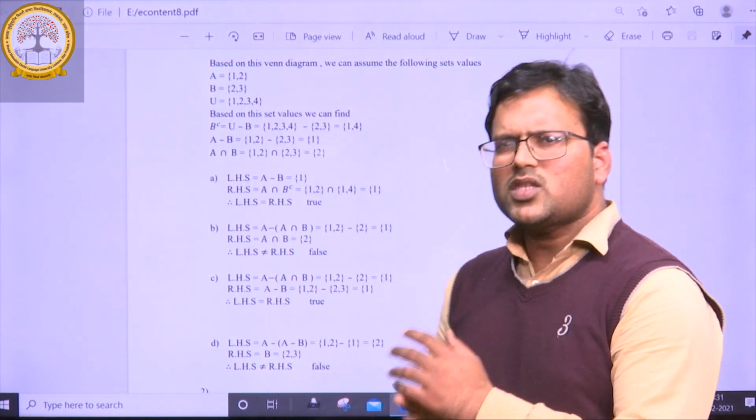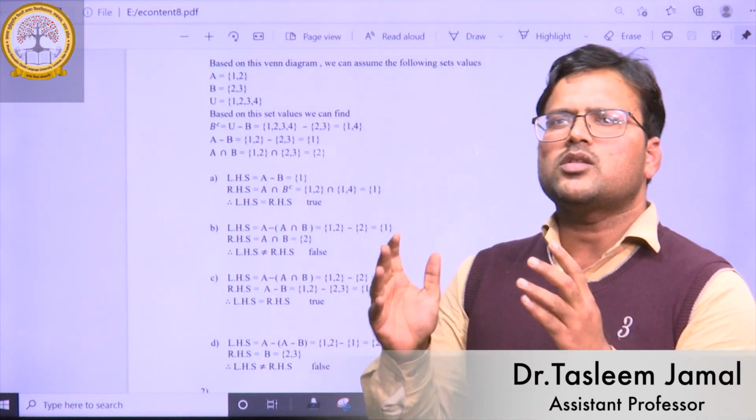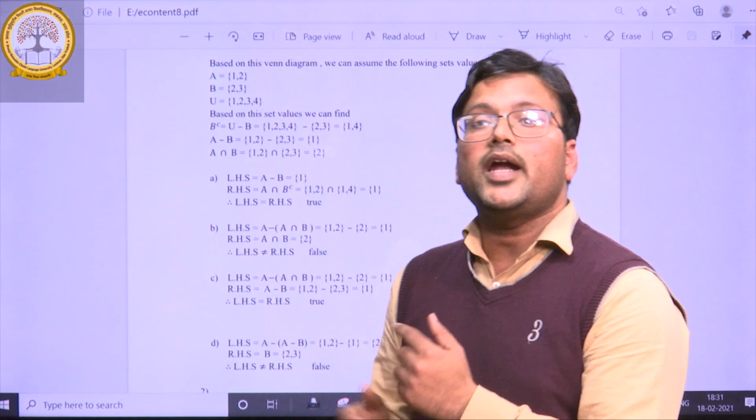Based on this, I have already told that the concept of fundamental product is used to prove the identities in set theory.